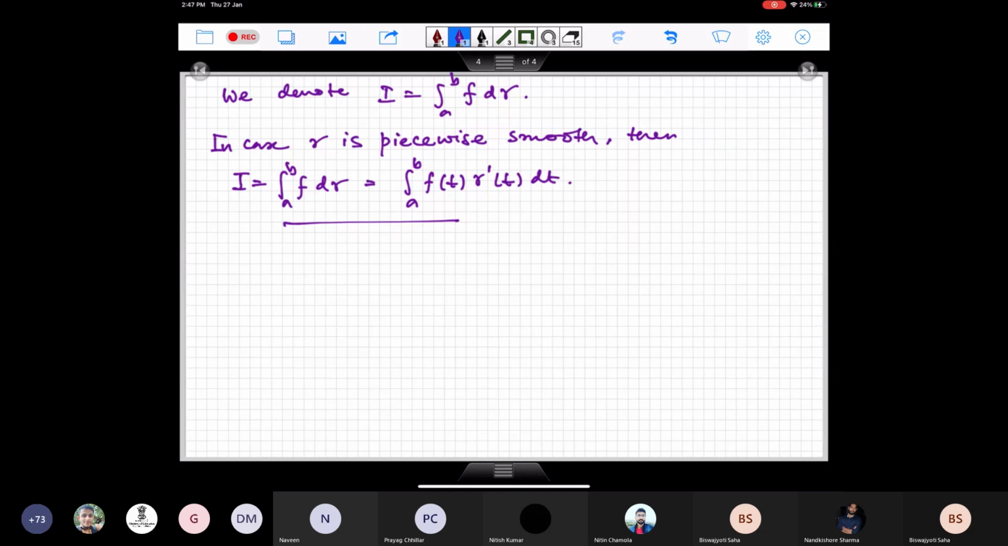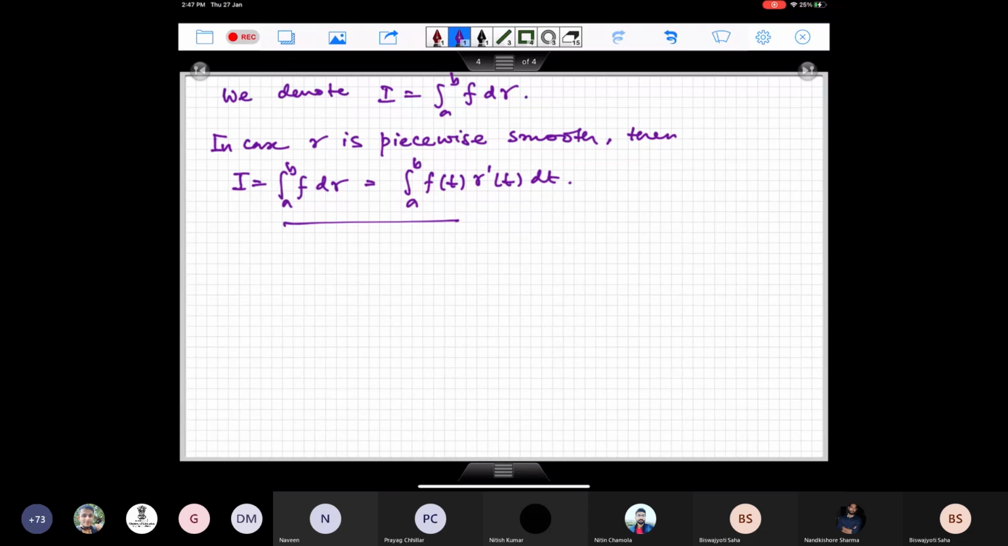If your gamma is simple enough that you can take its derivative, and gamma prime is also continuous, or even piecewise continuous, that is also fine. Therefore you can integrate from a to b of f(t) gamma prime(t) dt. So that's the formula.